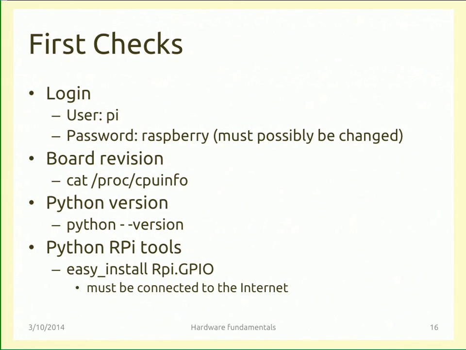Then you can check Python. Python is already installed on the PI. So you can just run python --version to get the version, which is 2.7.x. Usually it's 2.7.5, if I'm not wrong.